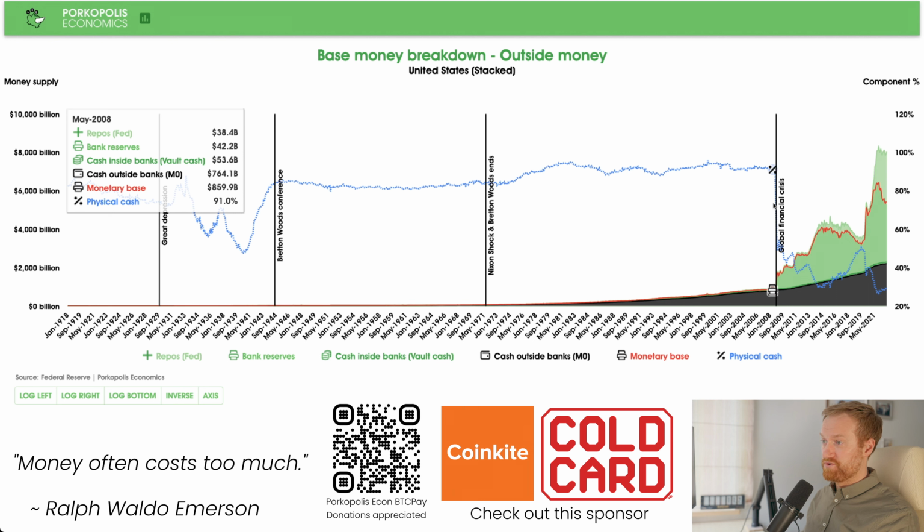And before the financial crisis, that number was about $860 billion. So roughly, the monetary base has expanded by 10x, or 10 times, in the last 15 years. You can see it's very, very different from a physical cash makeup representation of the monetary base to adding repos in the mix to all the rest. You can see that central bank money in the United States has changed a lot in the last 15 years.